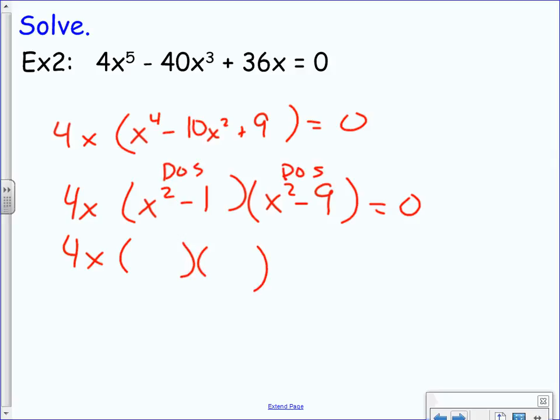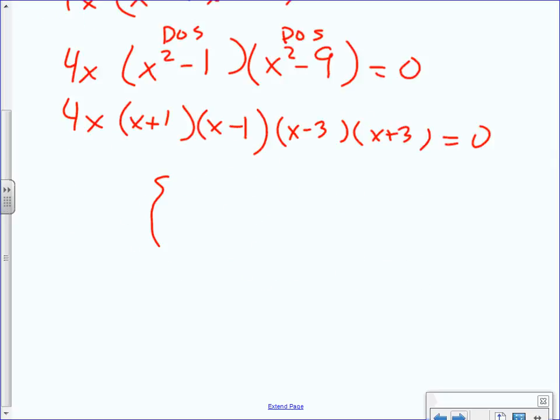X squared minus 1 is x plus 1, x minus 1. And x squared minus 9 is x minus 3, x plus 3. Yay. 1, 2, 3, 4, 5. So, just to save you some room, just go 0, plus and minus 1, and plus and minus 3, or you can list all 5 out if you want, but it's easy to count. 1, 2, 3, 4, 5.